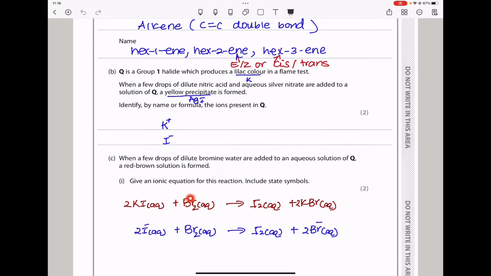Because bromine is more reactive than iodine, a displacement reaction will occur. We're going to get iodine as well as potassium bromide. So this is acceptable, but they asked for the ionic equation, so you write that, and then you convert this to the ionic version by ignoring the spectator ion, which is potassium. So this becomes that, and that becomes that. So this is the answer that they were looking for. One mark is awarded to the species, and the other mark to the state symbols.